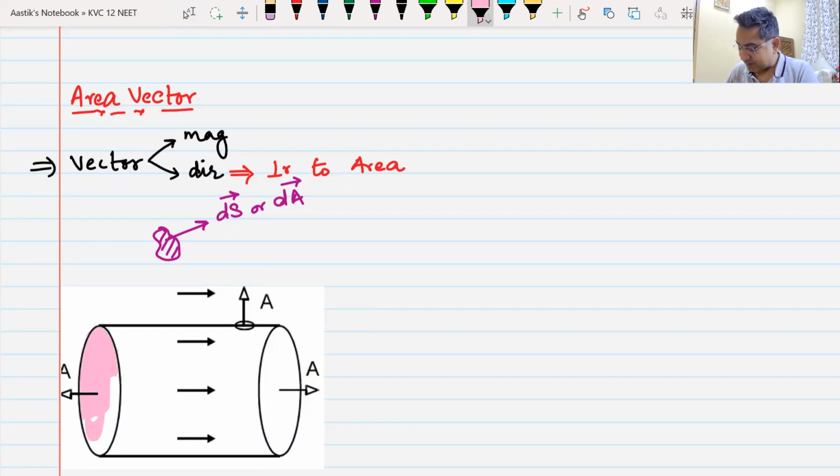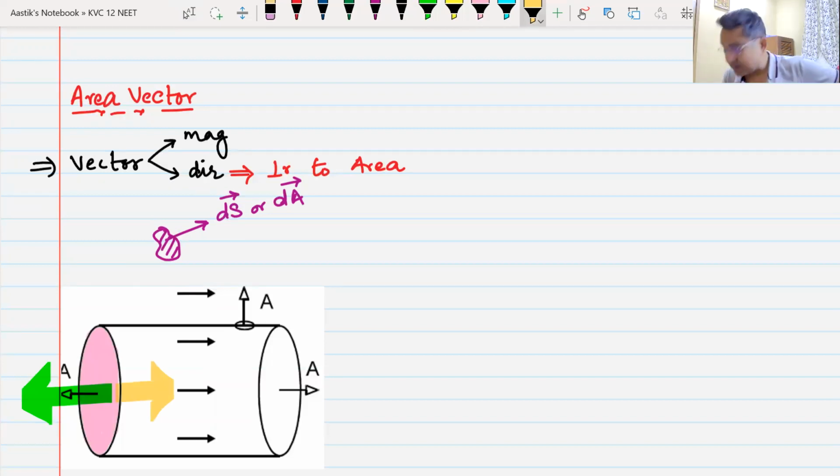The area vector of this pink one can have two directions. What are the two directions? One direction is shown by this green, which could be the perpendicular direction. The other direction could be just in the opposite direction, this brown one. Both of these directions are perpendicular to this area. Now the question is which direction you will take. That is again a very subjective thing.